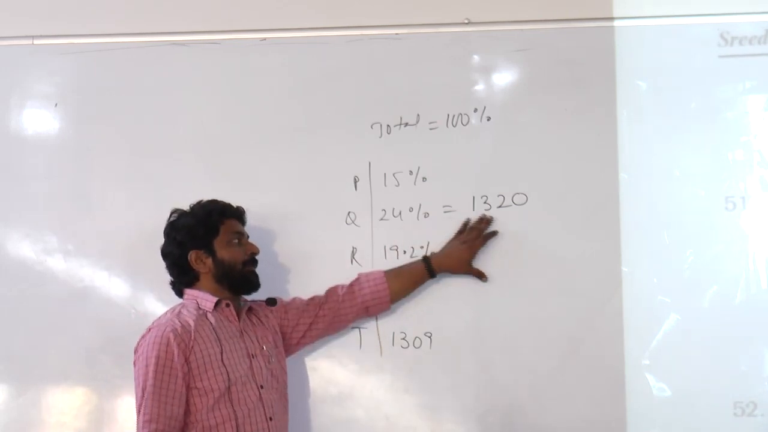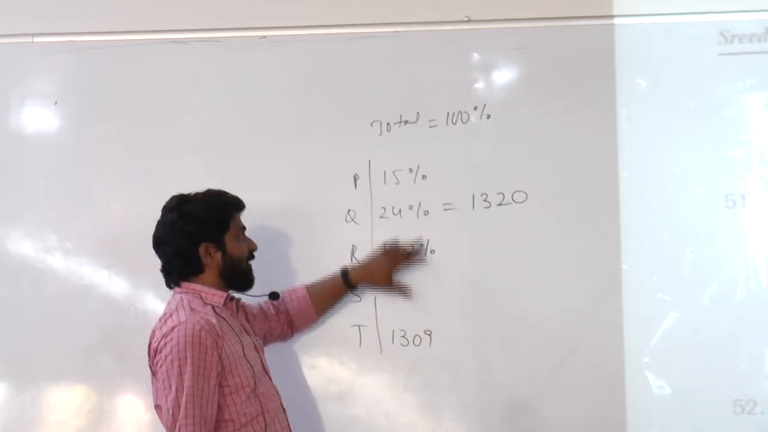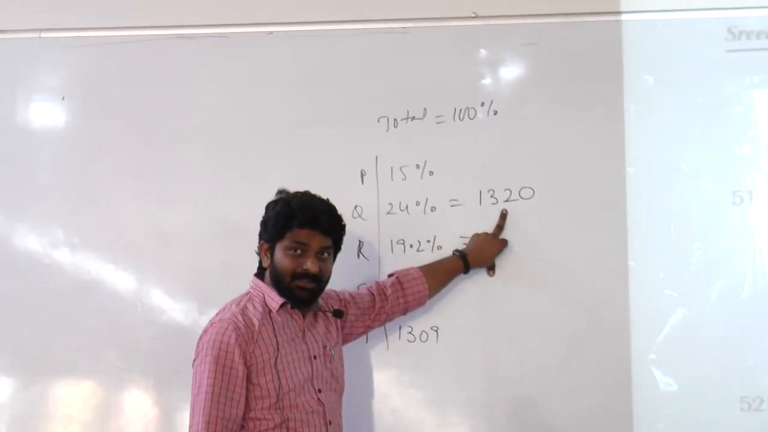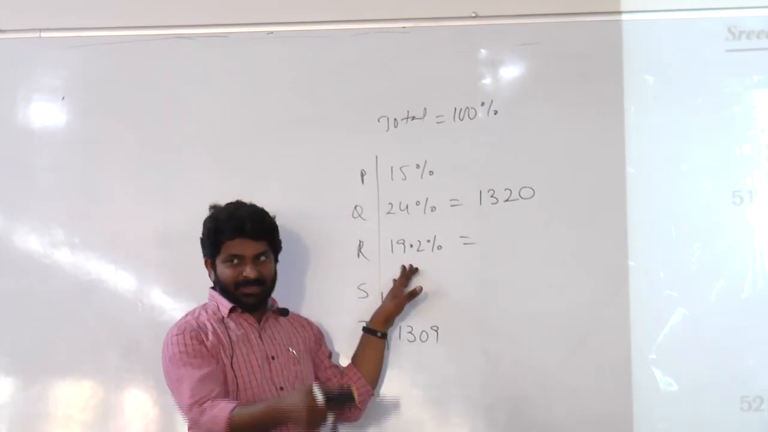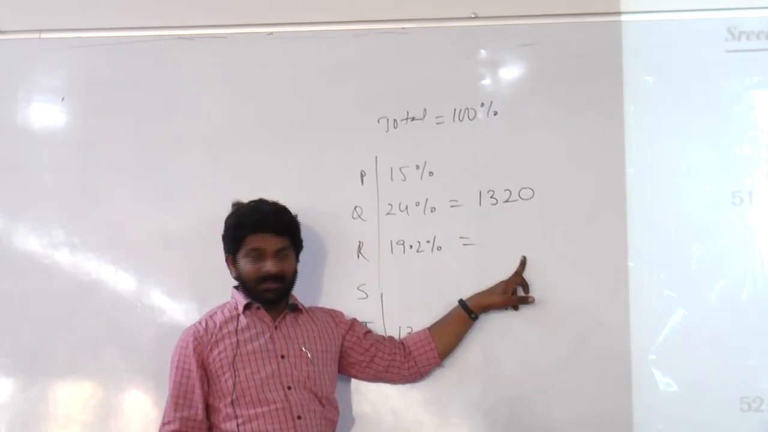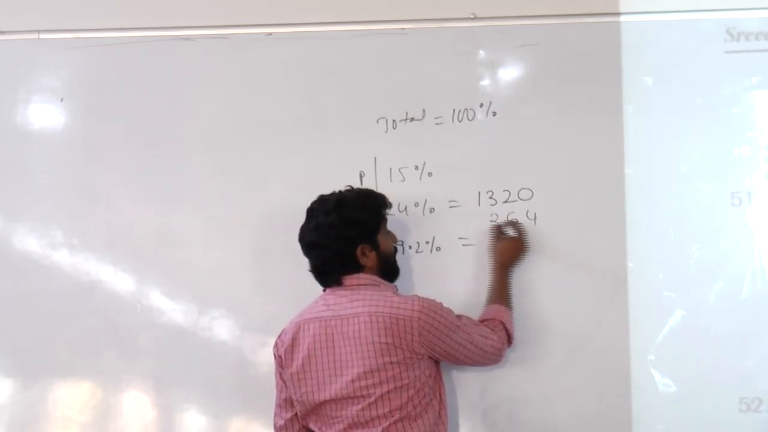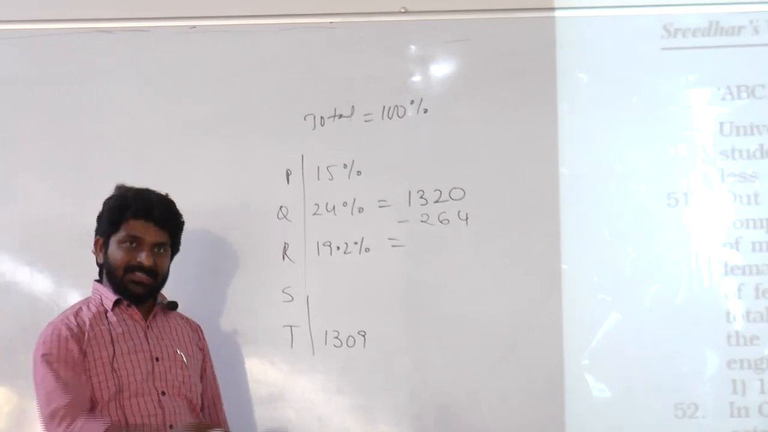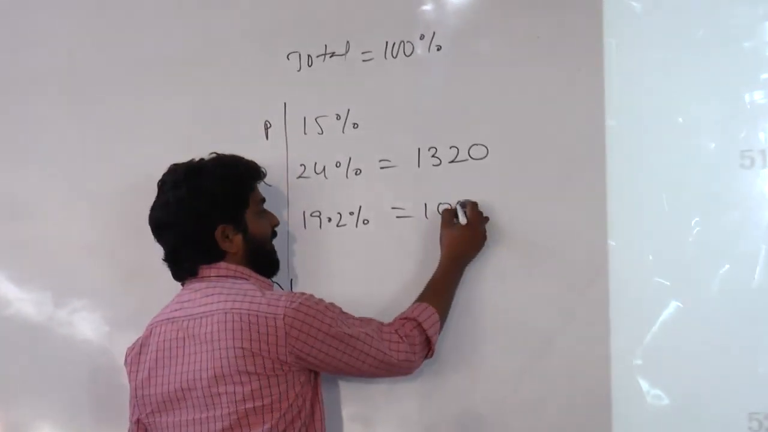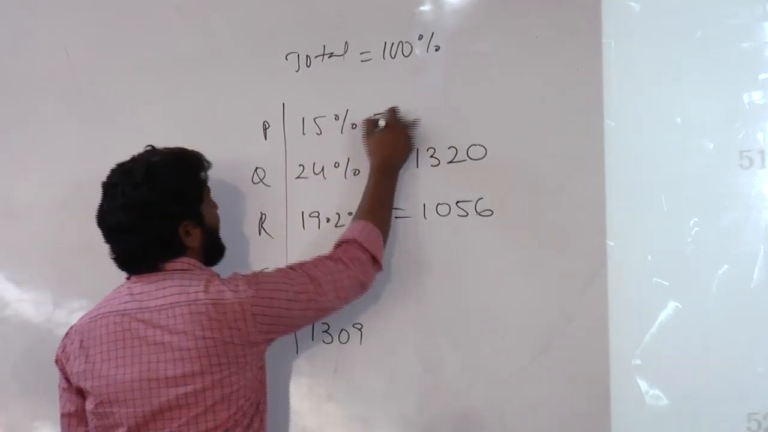Next. So 24% is equal to 1320. You know this number. With this information you can get other values. From R, it is 80% of this number, right? No need to go for the 19.2% calculation. You know that the number of students in R is 80% of this. 10% is 132. 20% is 264. So subtract 264 from this. Subtract 300, add 36. 1056.